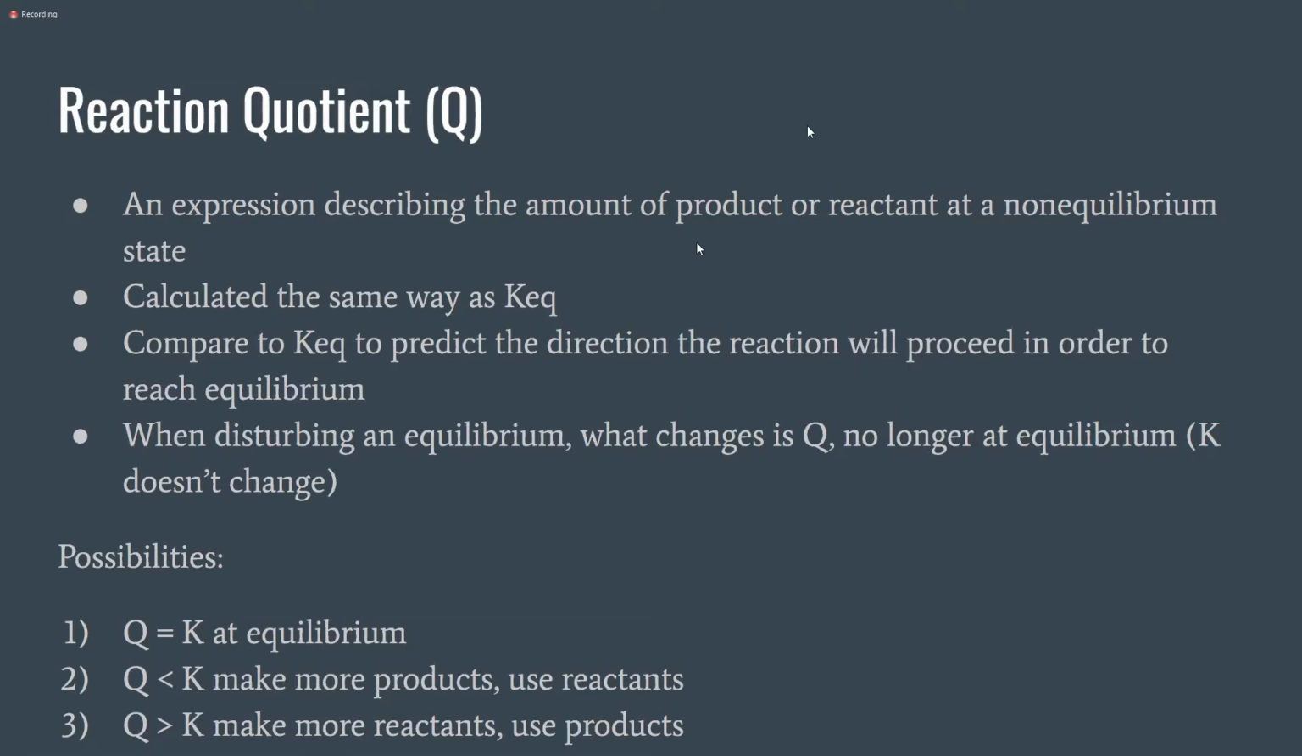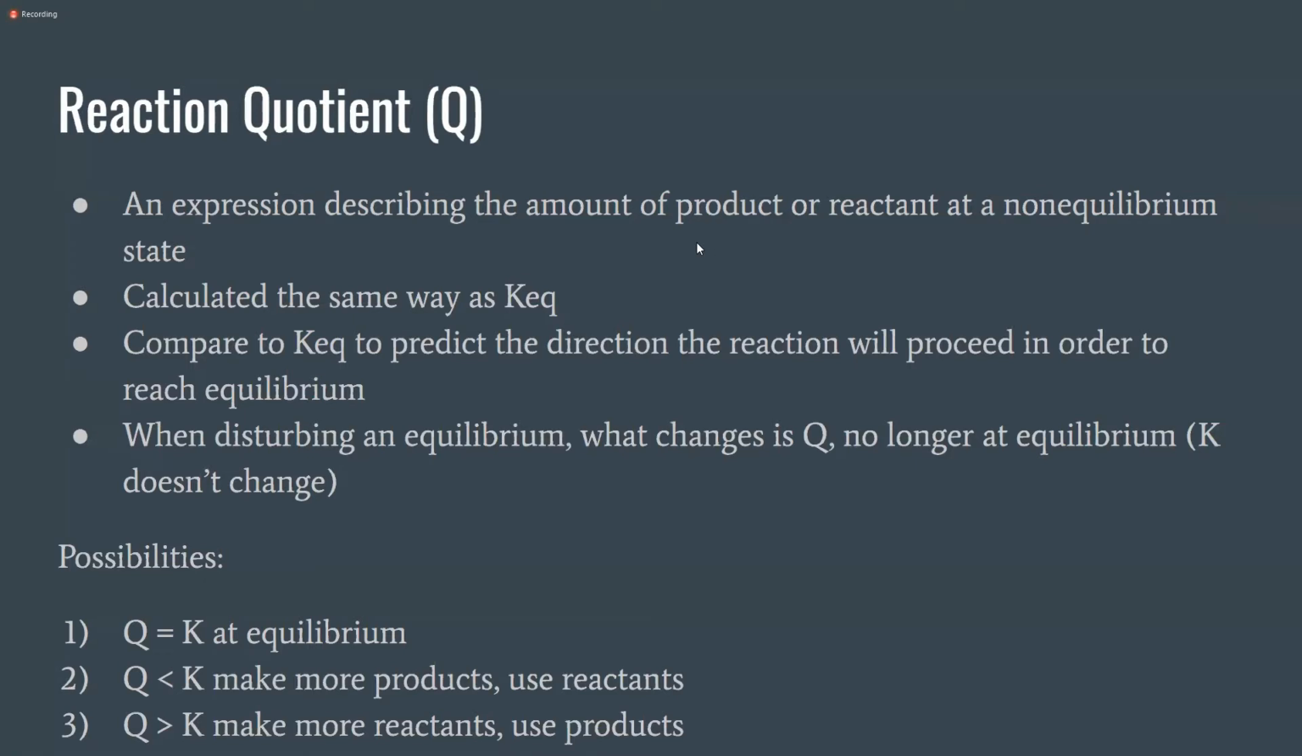So what possibilities do you have? You can basically have Q equal to K. At that point, you know you're at equilibrium. What happens if your Q is smaller than K? Well, Q is written as the concentration of products divided by reactants, right? If this number is too small and you want to make it a bigger number, what are you going to do? Raise the concentration of products and decrease the concentration of reactants.